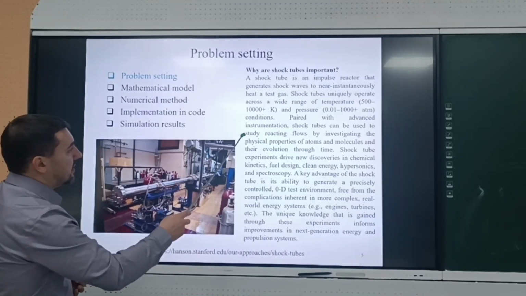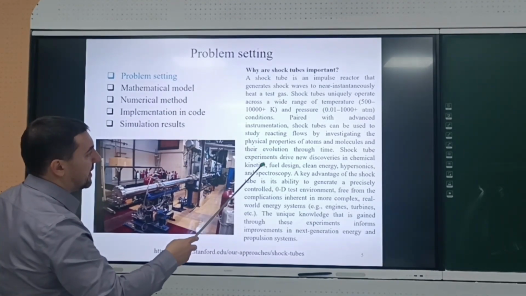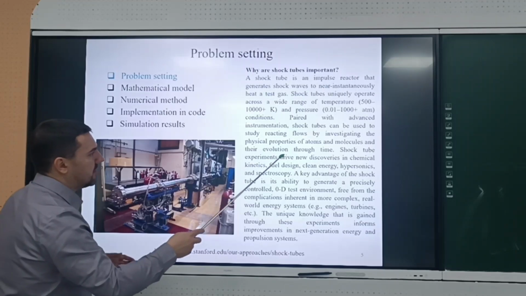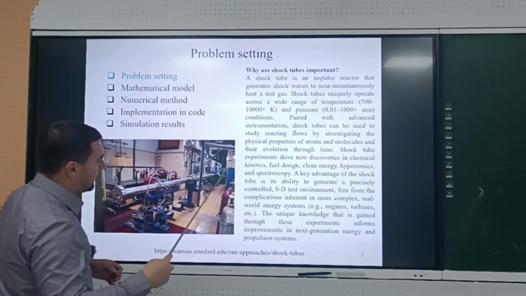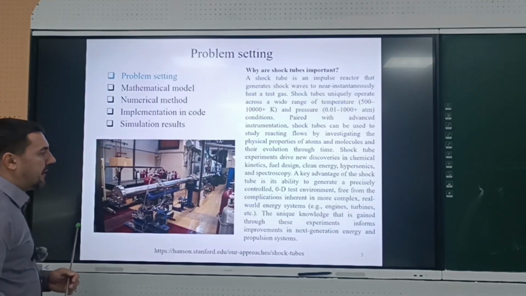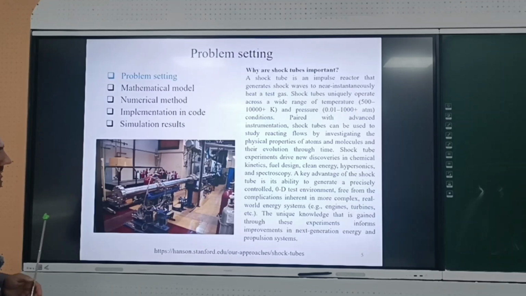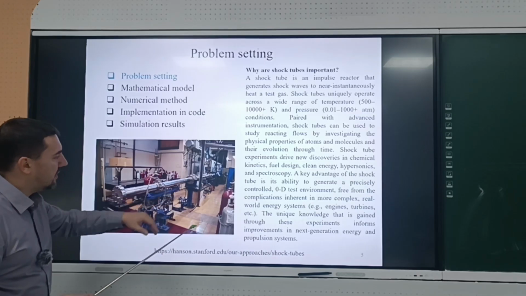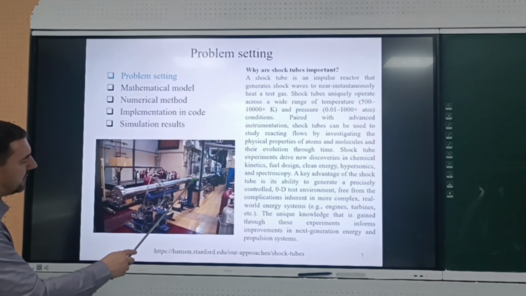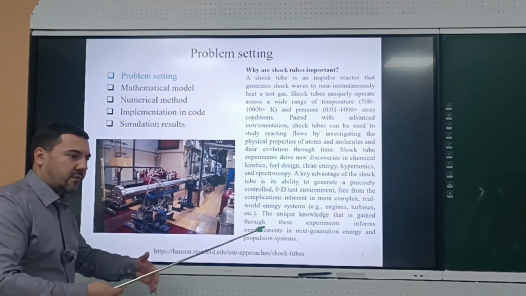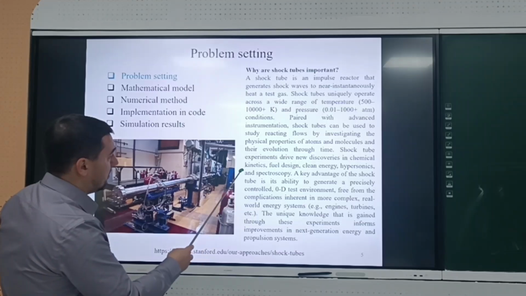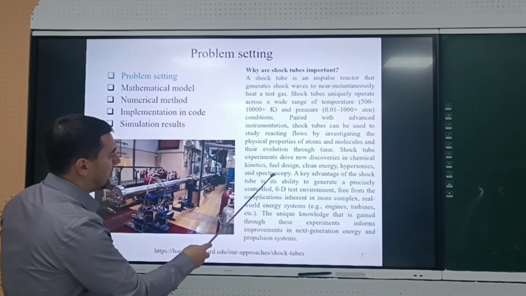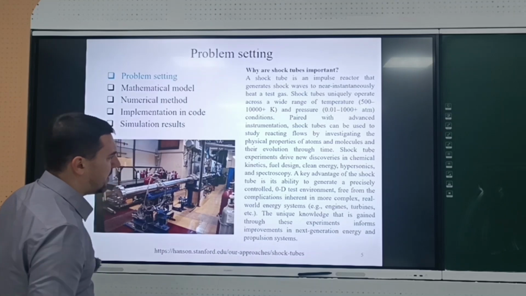Paired with advanced instrumentation, shock tubes can be used to study reactive flows by investigating the physical properties of atoms and molecules and their evolution through time. So usually this shock tube is also accompanied by some experimental techniques to register the flows. For example, they have different windows to record the process. It is used to get new results in chemical kinetics, fuel design, clean energy. So actually a lot of applications.